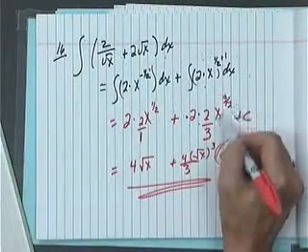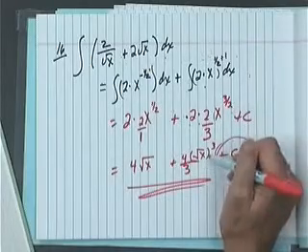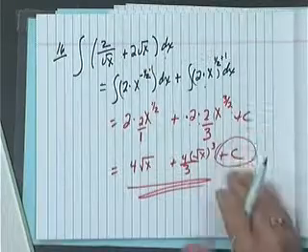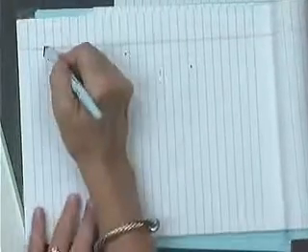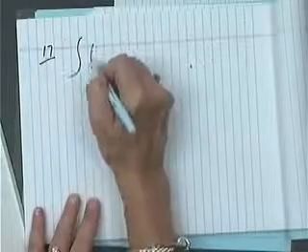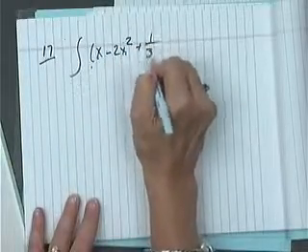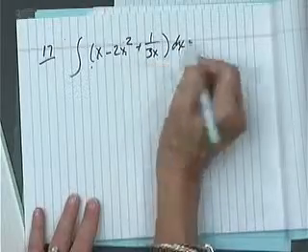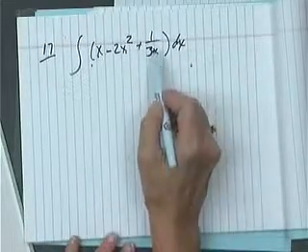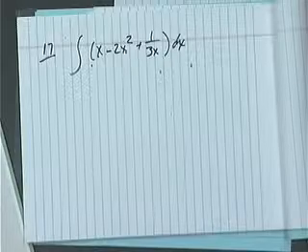Well, you really could have left it as x to the 3/2. You didn't have to come down to this. All right, let's look at number 17. Just make sure we got it set up right. Okay, 17. The integral of x minus 2x squared plus 1/3x dx. The third term here is what gets missed a lot on my test.